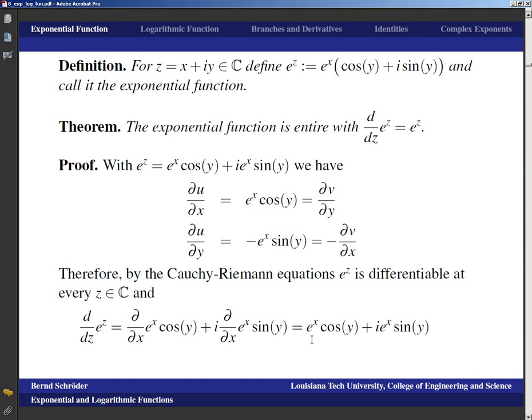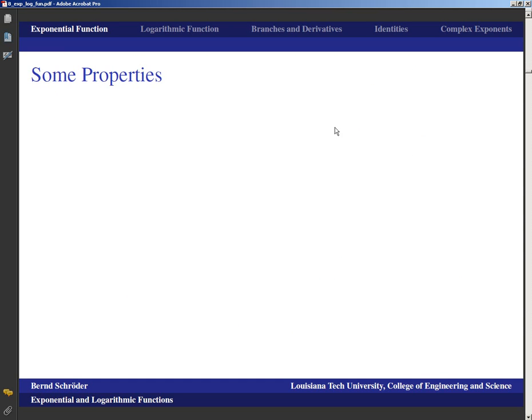And those derivatives are e to the x cosine y plus i e to the x sine y. And that, of course, is exactly what e to the z is. And that means the derivative of the exponential function is the exponential function again. Okay, some properties, we know how that goes.